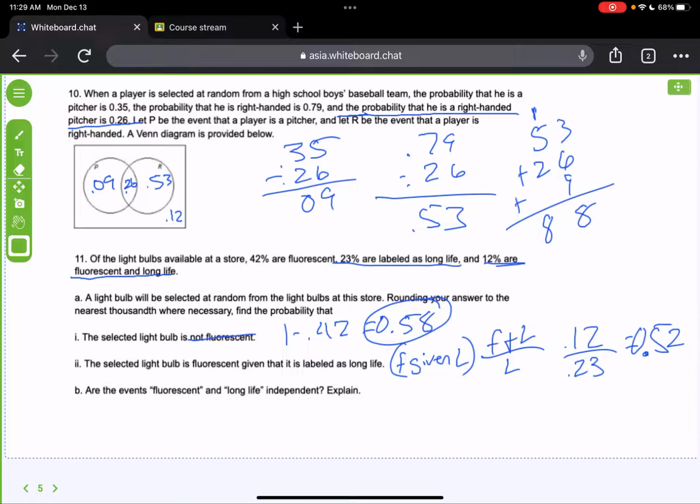Okay. Now, are the events fluorescent and lifelong independent? So does that mean that they have the same probability? And no, they do not. Those are not the same, because F given L is 0.52, and lifelong, those are not going to be equal.